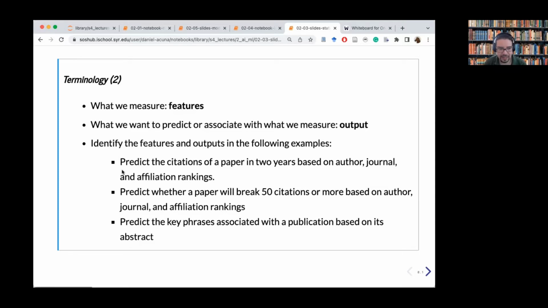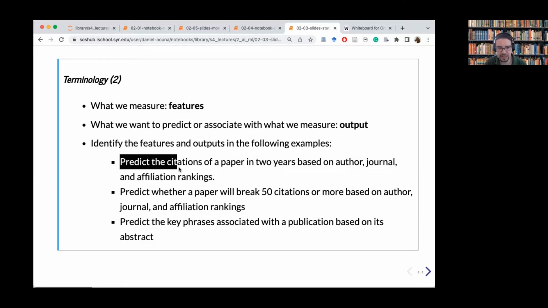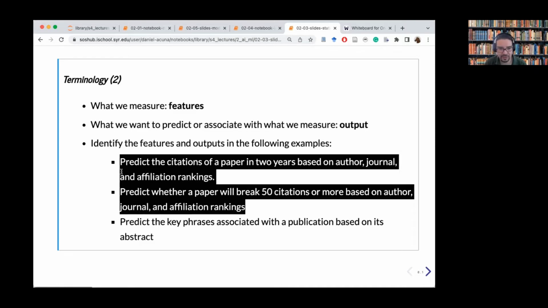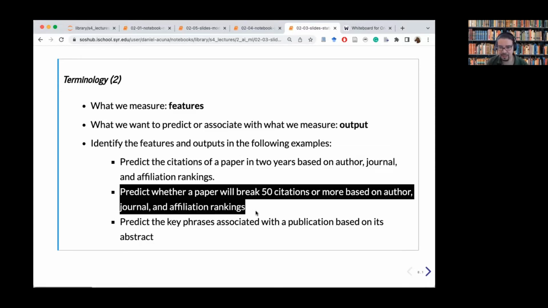If you're familiar with the terms, can anybody say what kind of problem this is? One third of papers don't receive any citation. Is this regression or classification? The first one, for example, is it regression or classification? First one is regression, and the second one is a classification problem. Right. In the first one, we're trying to regress a continuous variable, the counts, but in the second one, we're just trying to classify a paper into two categories, whether it breaks 50 citations or not. So it's binary, and it's usually called classification.